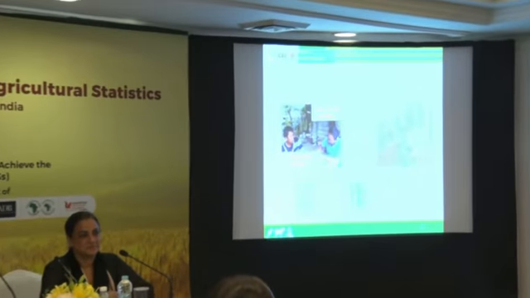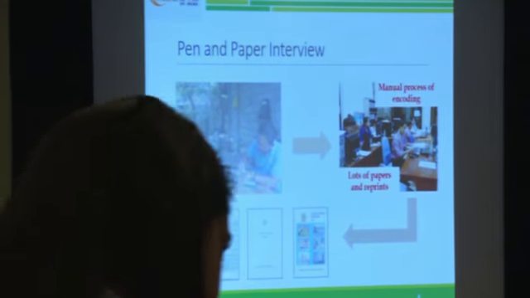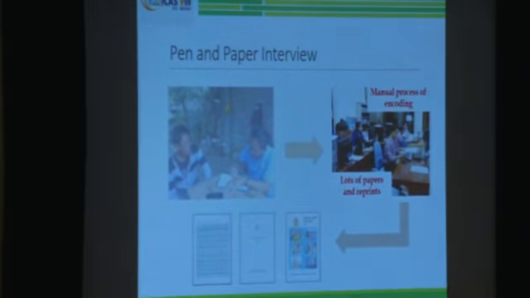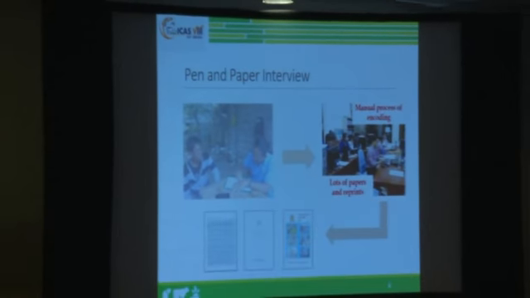Under the pen and paper interviewing system, we have issues of data accuracy and long survey duration. The enumerators need a table and chair to record data, and respondents also have to spend their time giving data. And for manual processing, a second group has to do the manual editing and coding in addition to the enumerator. Then a third group has to do data entry activities.